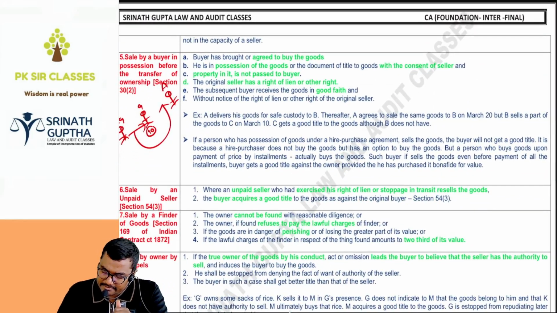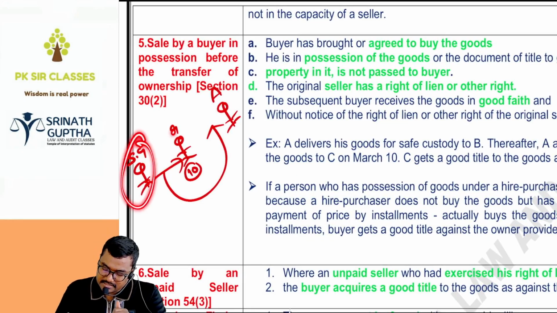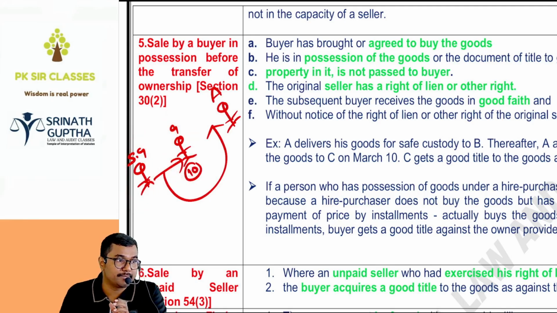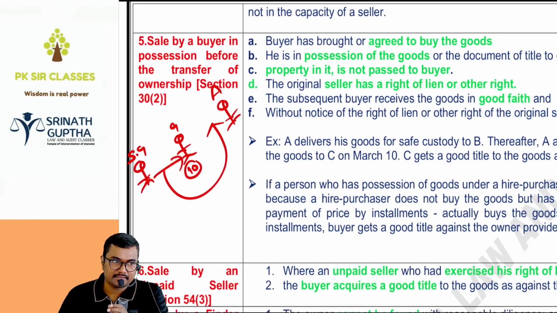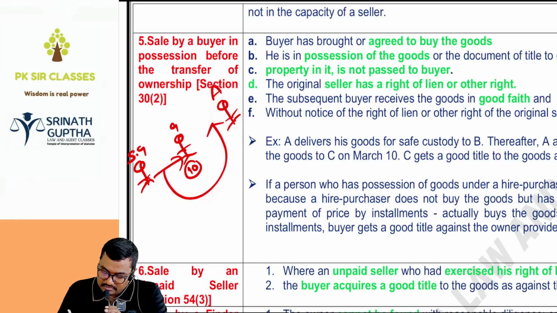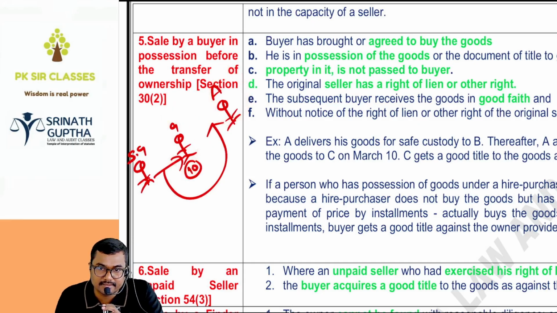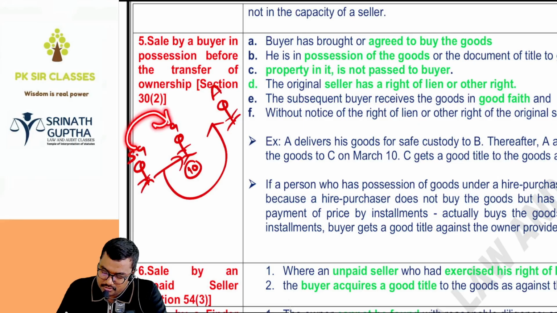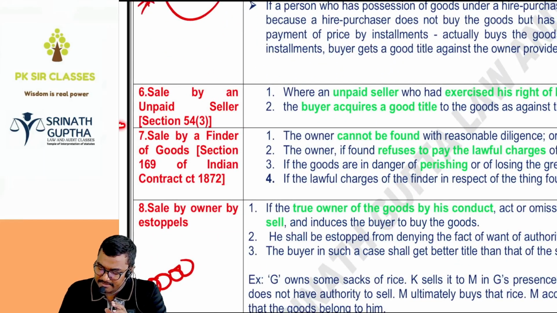Next, sale by the buyer in possession before transfer of ownership. SG gives the bag to Ganesh for 10 days, goods on an approval basis. Ganesh uses the bag for 10 days. Select the bag and keep it, otherwise return it. On the third day itself, he sells it to Arvind. On the third day, even though Ganesh is not having the ownership, Arvind will get the ownership. Because goods are on an approval basis, automatically on the third day ownership transfers from SG to Ganesh, Ganesh to Arvind.